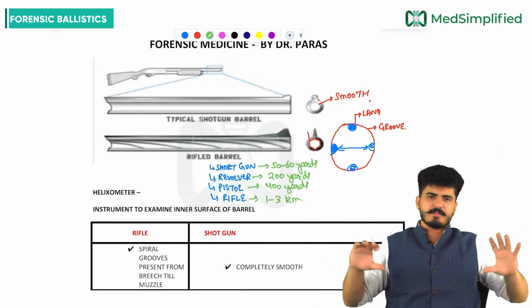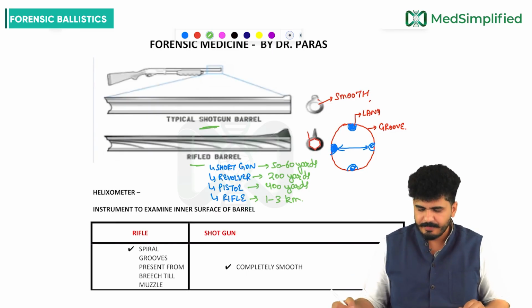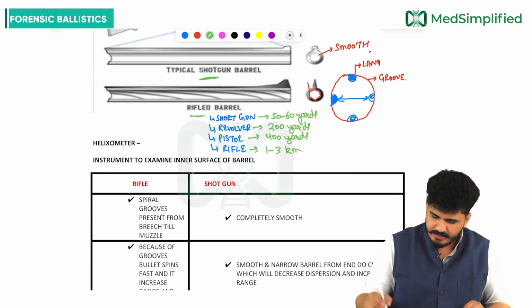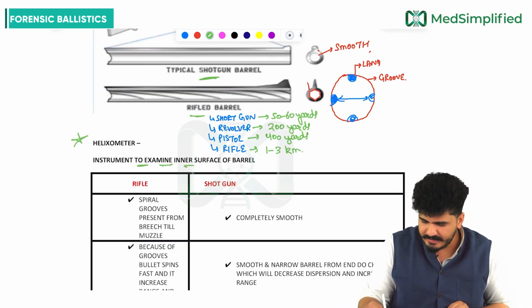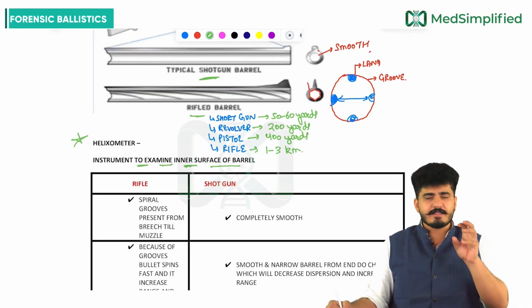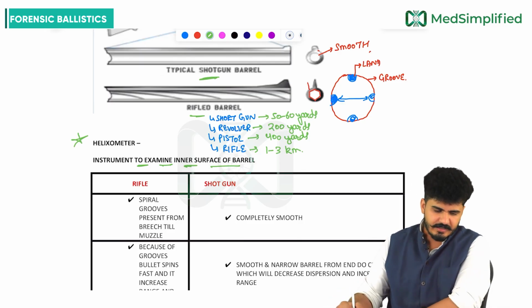So the basic difference is clear between the rifled barrel and the shotgun barrel. Now we'll see a helixometer. The instrument to examine the inner surface of the barrel is called a helixometer.